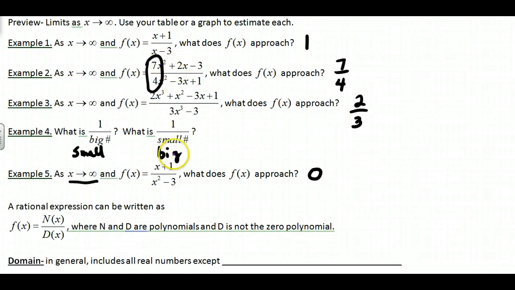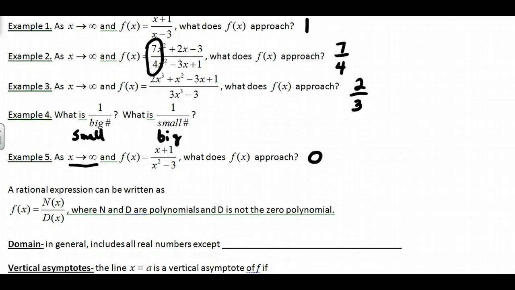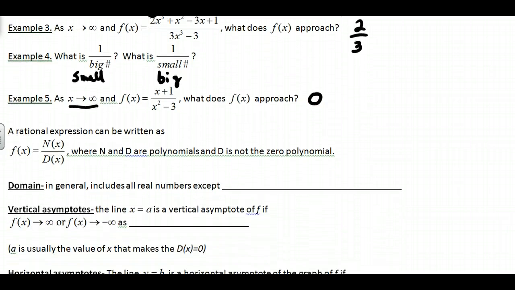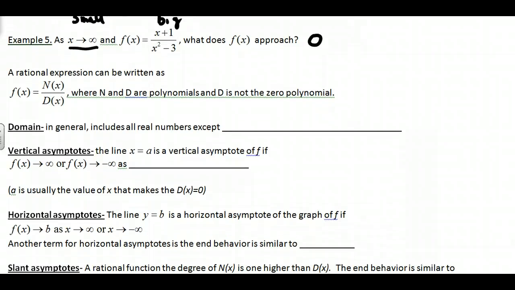So if the denominator has a degree that's higher than the top, then as x goes to infinity, we're going to be going to 0. Now, we're going to get into what we call rational expressions. And rational, in this case, it's an equation. We call it n of x over d of x.